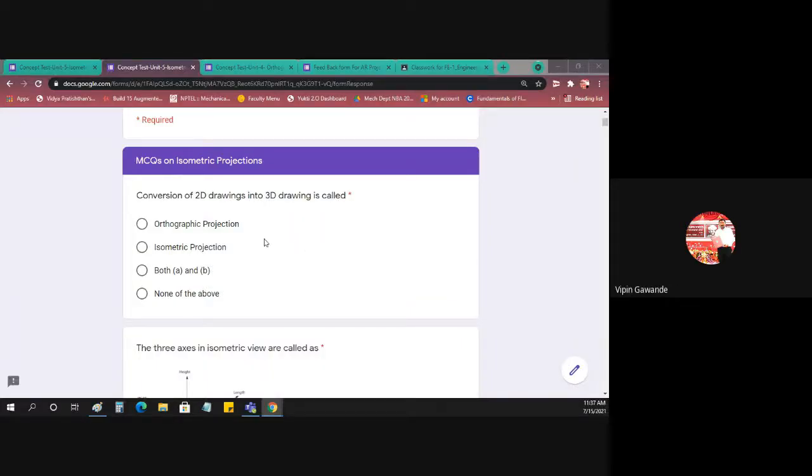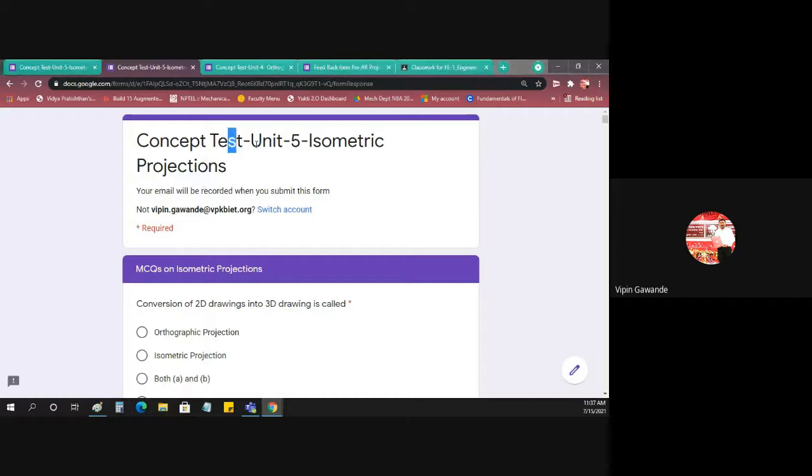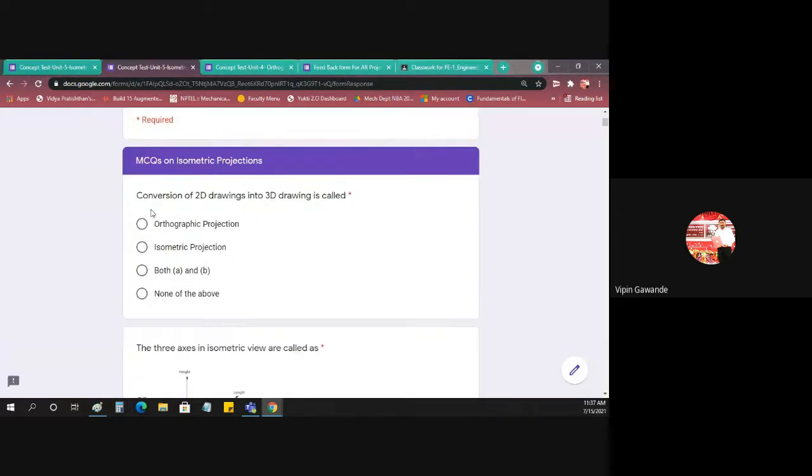Okay. So now see this one. See, this is your concept test. Now this is on the isometric projections. Okay. Now see the first question.